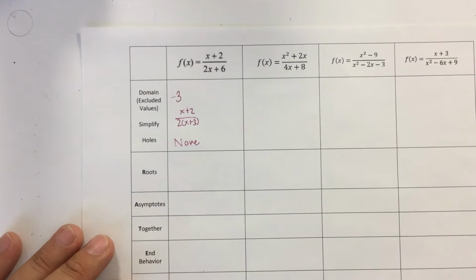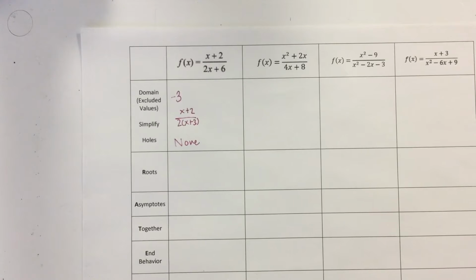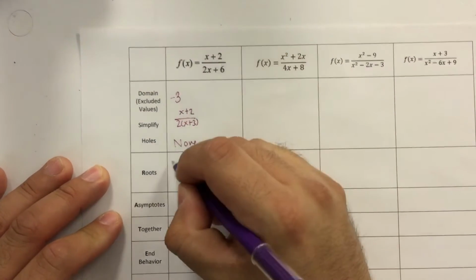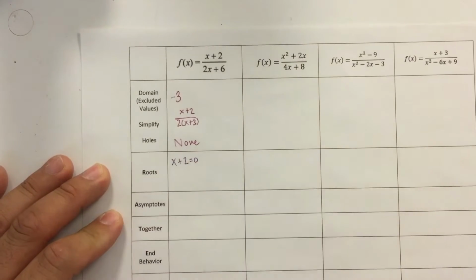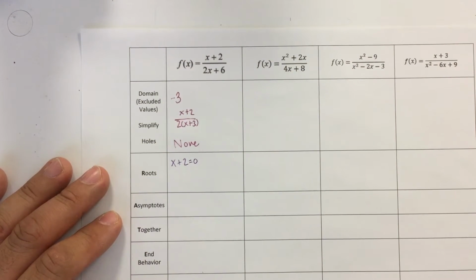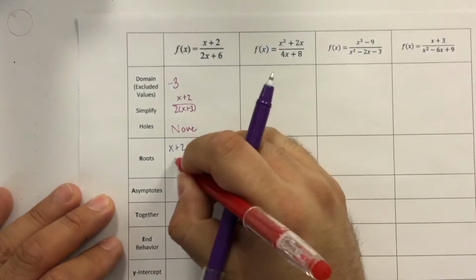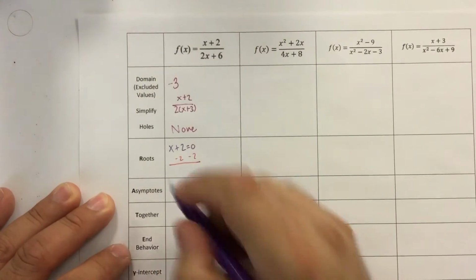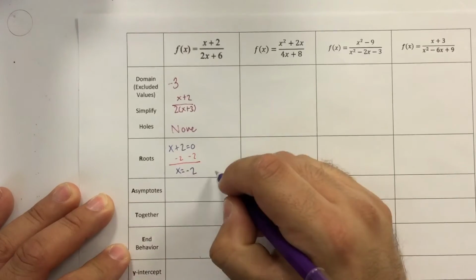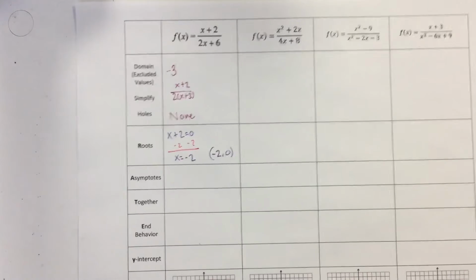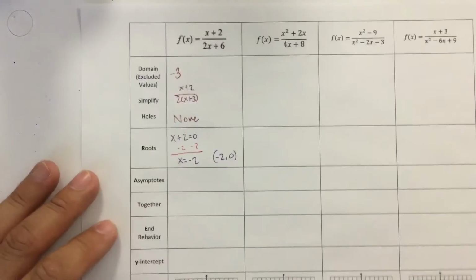Okay, now we're going to get to the rational part. In order to find your roots, we take the function and set the numerator equal to 0. My numerator is x plus 2. We set that equal to 0 and solve. What do I do to solve it? Minus 2, so we subtract 2 from both sides. x equals negative 2. So my x-intercept is negative 2, comma 0. That's my root.